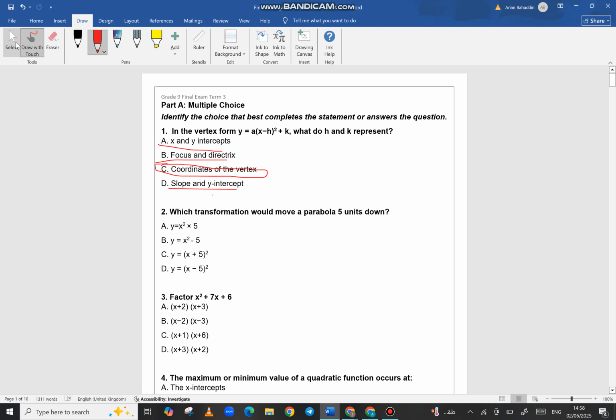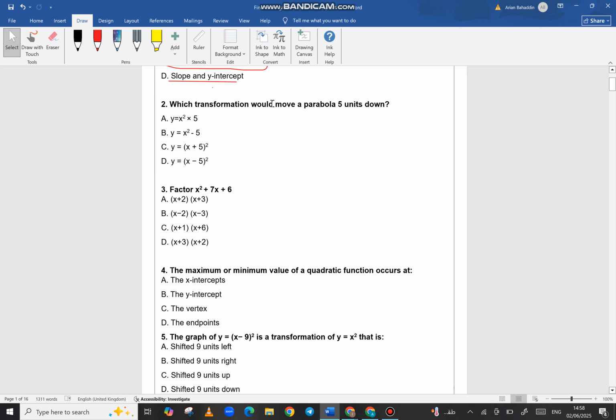Alright, next. We have, which transformation would move a parabola 5 units down? Okay, quite simple. If we're talking about up and down, vertical, it needs to be outside of the x squared. If it's down, it's going to be negative x squared minus 5. Okay, next.